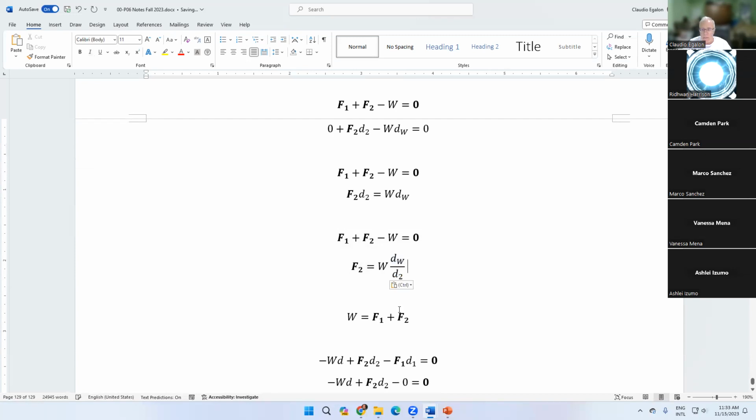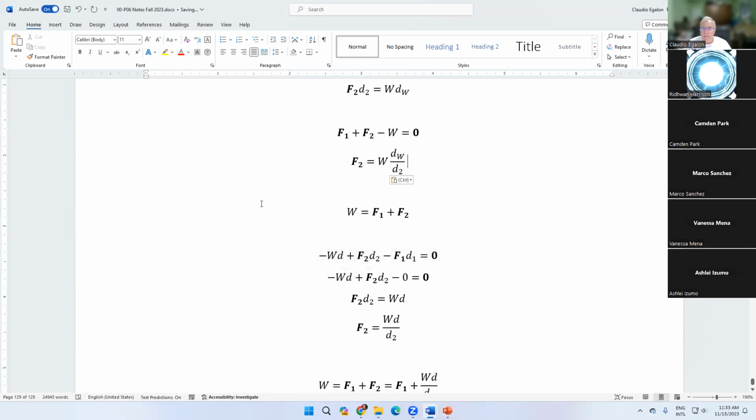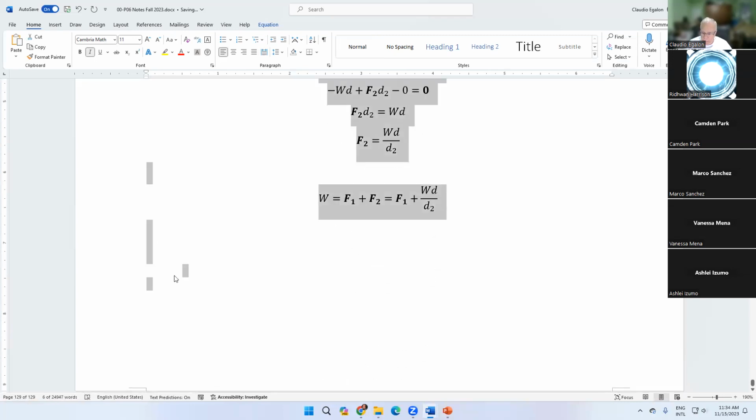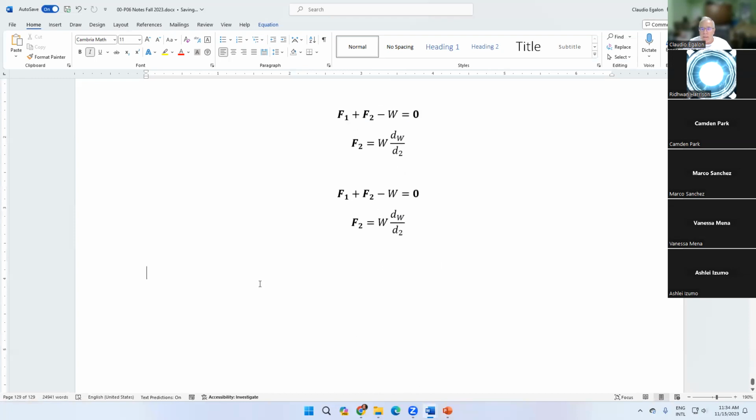I'm gonna put it this way. Once you found F2, now you can find F1 from this equation. So again, I'm going to copy that and paste. I'm going to erase everything else because I don't need that. I'm doing it in a more organized fashion, right? That's what I'm doing right now. So I will substitute F2 in the equation above.